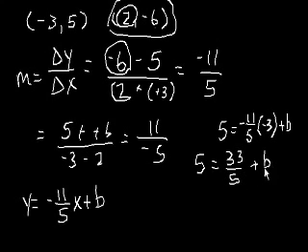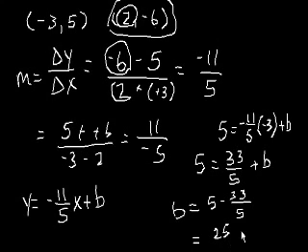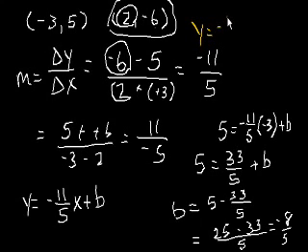So just simplifying that, I get 5 is equal to 33/5 plus b, or b is equal to 5 minus 33/5, and this equals 25/5 minus 33/5. 25 minus 33 is minus 8/5. So the equation of this line, and this one wasn't as clean as the other one, obviously, is, let me do another color for emphasis, y equals minus 11/5x minus 8/5.